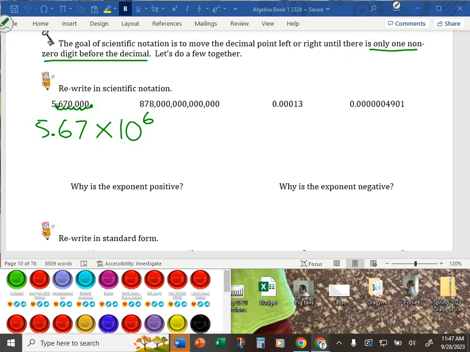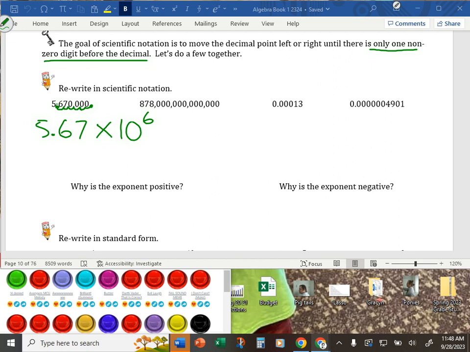5.67 times 10 to the 6th means we have to multiply by 10 6 times, or move this decimal to the right 6 times to get back to what we started with. And when you're talking about super duper big numbers, this is much quicker than writing out 491 billion times. Okay? So that's why scientific notation exists.